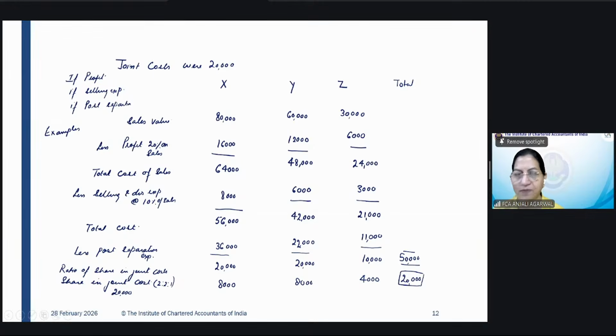This 30,000 may be somewhere some other type of expenses. So maybe administration, maybe some other expenses which are there, which are not clear from the given question, right? So if this total comes out to be 20,000, it automatically becomes your share in joint cost. But if this total does not become 20,000, say it is 50,000, or even 10,000, something apart from 20,000, then this becomes a ratio in which the joint cost must be allocated.